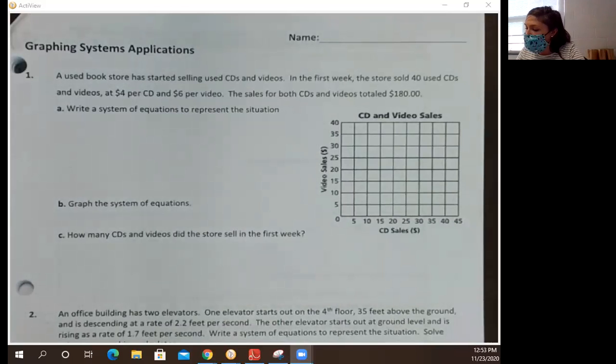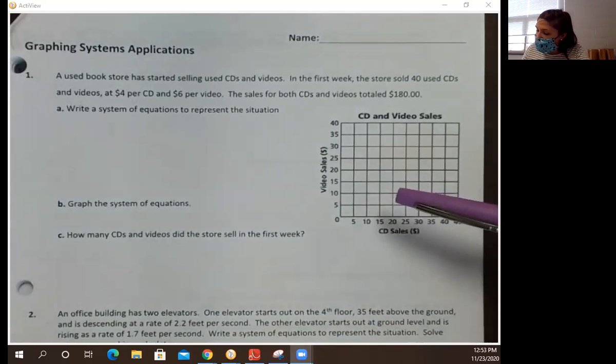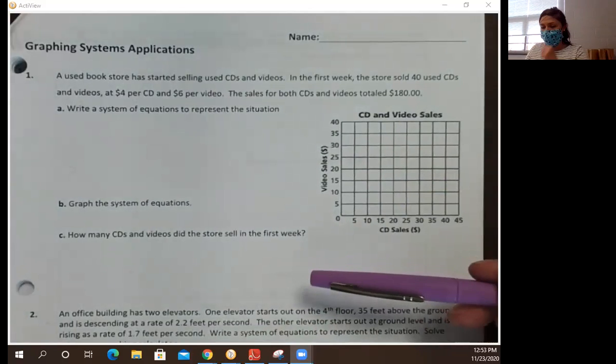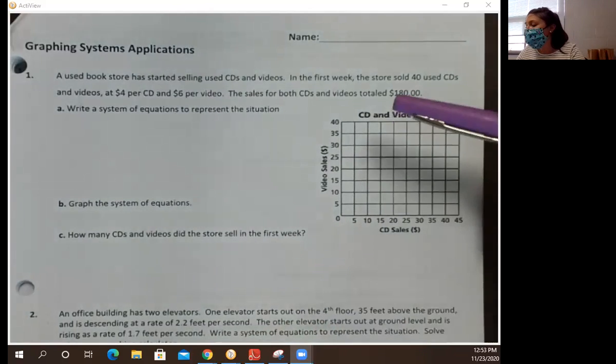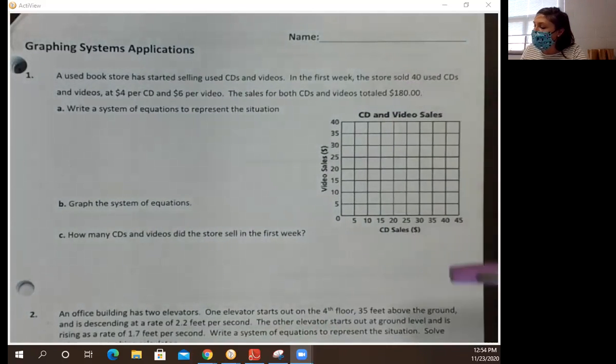It says a used bookstore has started selling used CDs and videos. In the first week, the store sold 40 used CDs and videos at $4 per CD and $6 per video. The sales for both CDs and videos totaled $180. So we're going to write a system, we're going to graph it to find our solution, and then we'll give that solution.